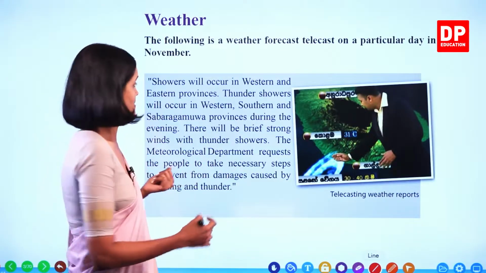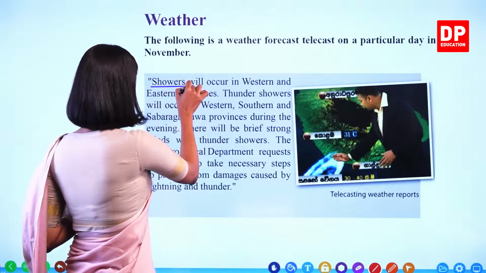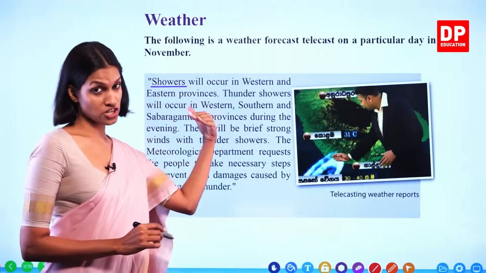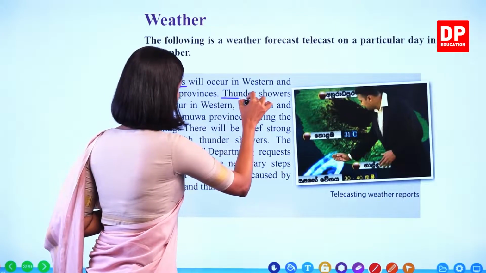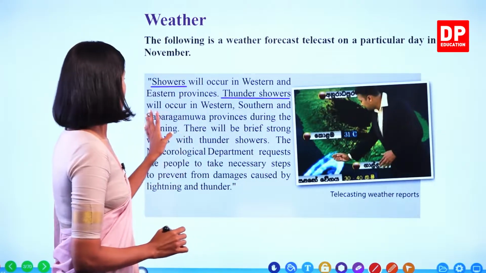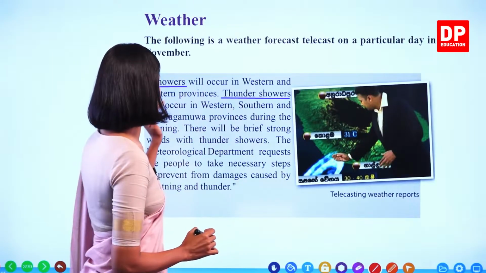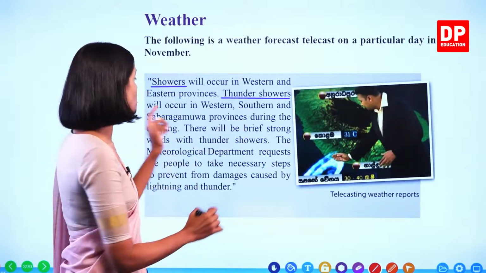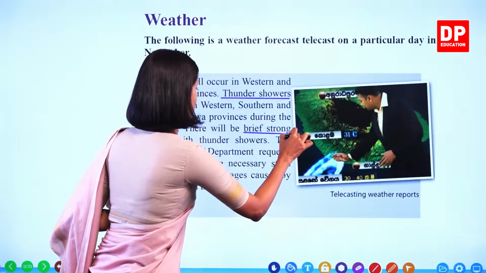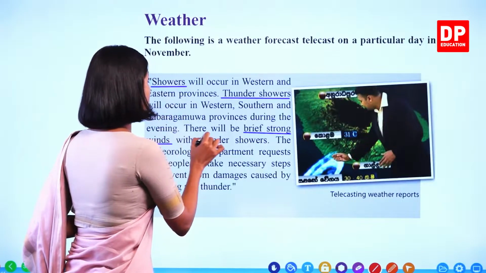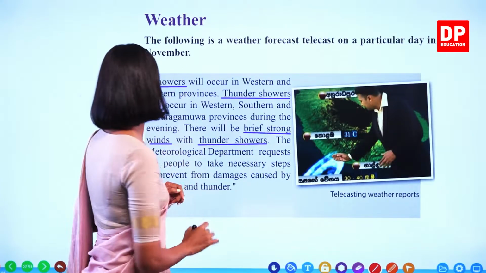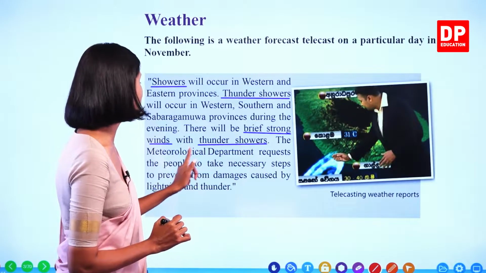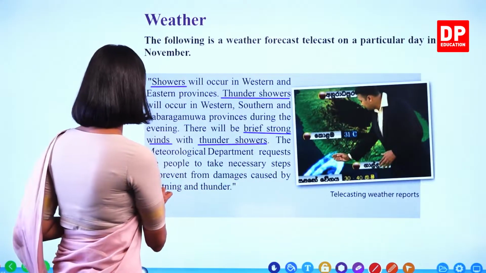Showers, which mean rains, right? Showers means rain, will occur in western and eastern provinces. Thunder showers, right? Rain with thunder will occur in western, southern and Sabaragamuwa provinces during the evening. There will be brief, strong winds, brief, strong winds with thunder showers again. The meteorological department requests the people to take necessary steps to prevent damages caused by lightning and thunder.